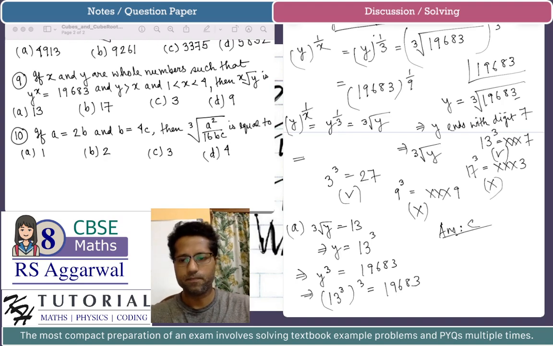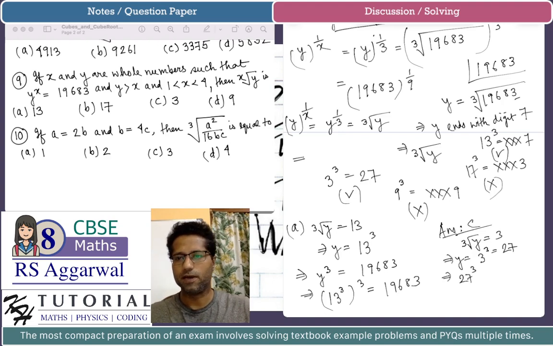You can verify if C is the correct choice, which means that the cube root of y is equal to 3. This implies y is equal to 3 cubed, that is 27. Since y cubed is equal to 19683, 27 cubed should be equal to 19683.